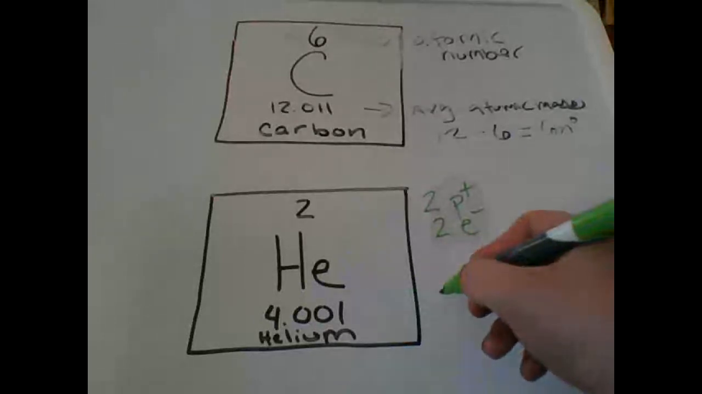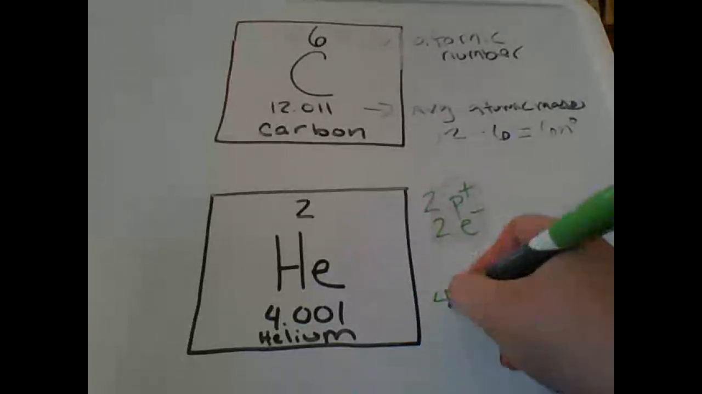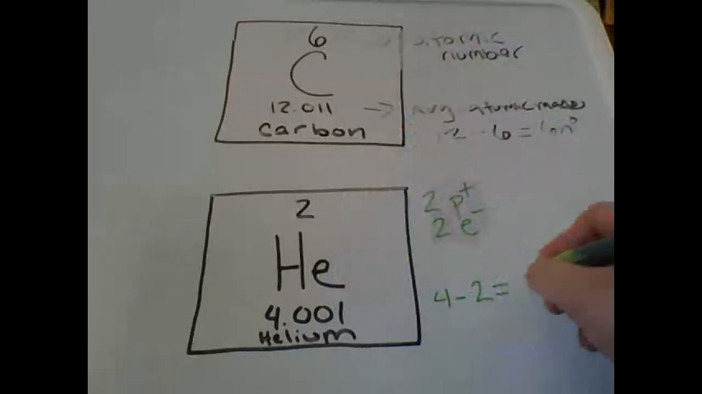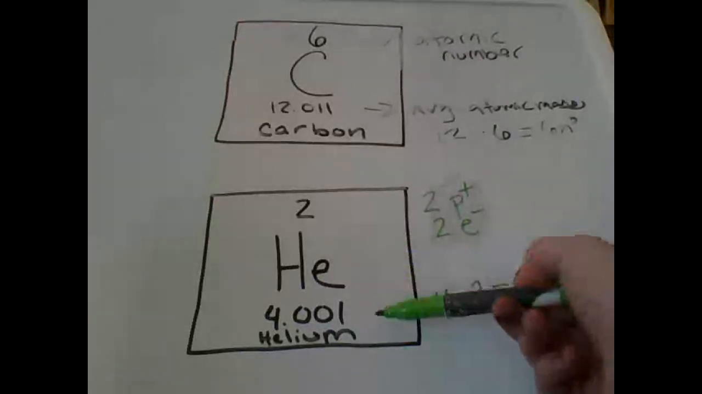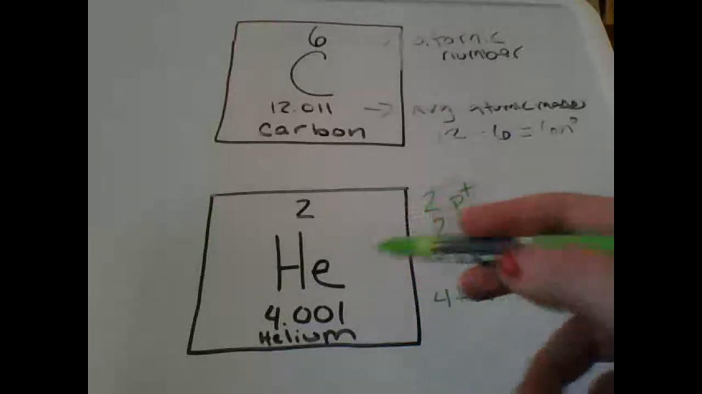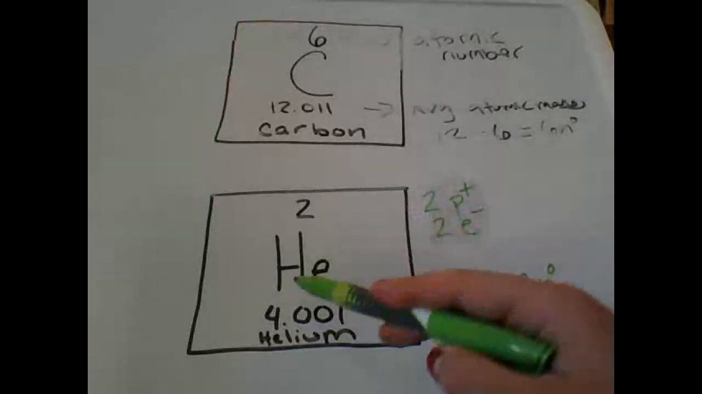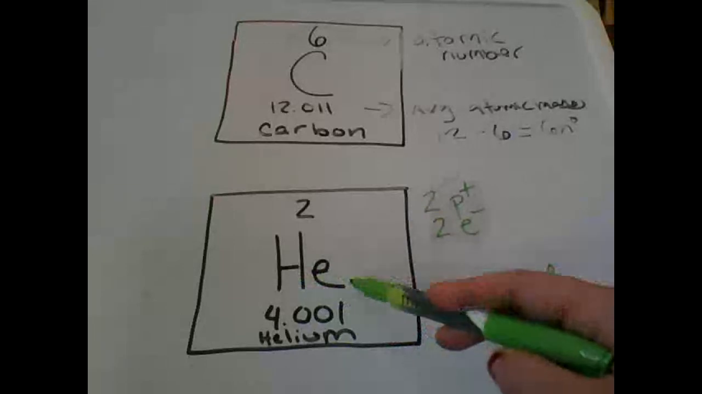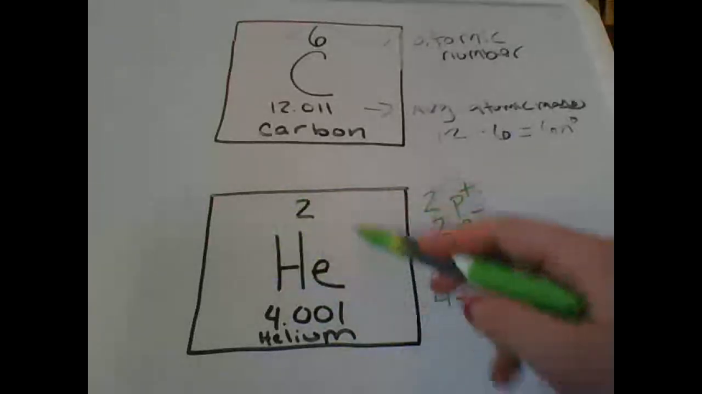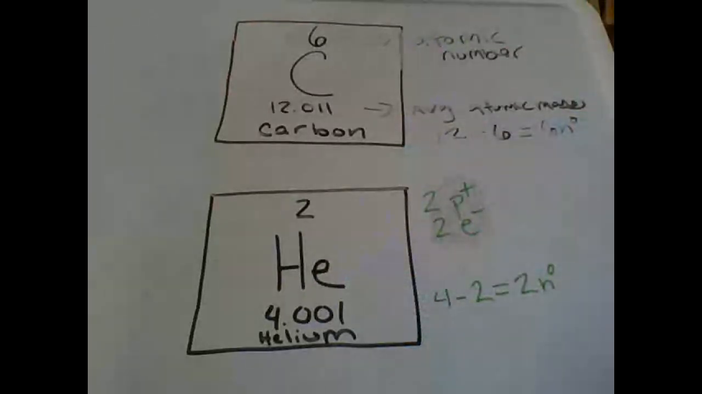To find the number of neutrons, we take the atomic mass, which is 4, minus the atomic number, which is 2, and that gives us 2 neutrons. You can see that the name is written down here at the bottom, and that our symbol is a 2-letter symbol in this case, again, where the first letter is capitalized and the second one is lowercase. Remembering that our letter symbol will always be the same no matter what language the periodic table is printed in.